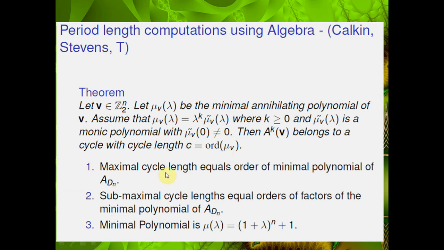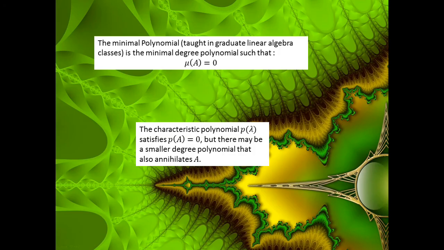The maximal cycle length, this thing that Dennis Carney was finding on Excel, is equal to the order of the minimal polynomial. And if I factor that minimal polynomial, the other period lengths are going to be equal to orders of these factors. And I can actually calculate the minimal polynomial. It turns out that it is 1 plus lambda to the n plus 1. So I can directly calculate this guy.